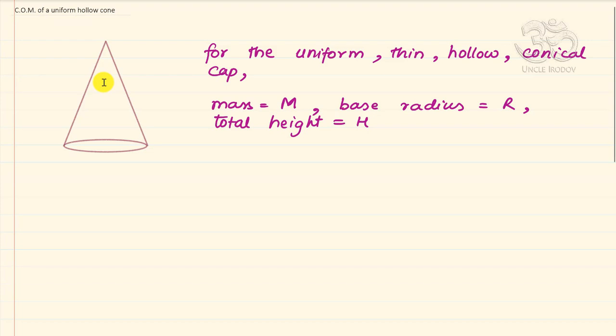Now one thing is very sure, that there is one axis of symmetry here, and that axis is the vertical line going through the vertex, through the apex of the cone and through the center of the base. So if there is a vertical line like that, then the center of mass must lie somewhere on that vertical line. But exactly what distance from the base or exactly what distance from the top, that we need to calculate.